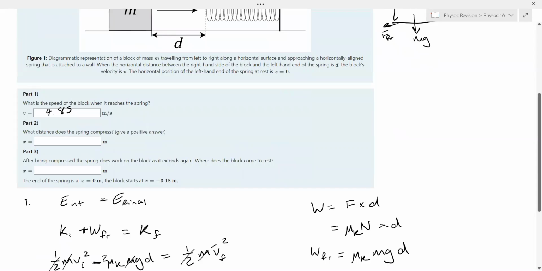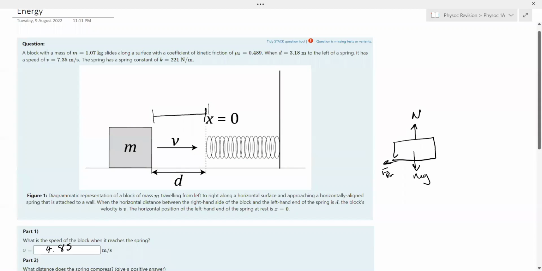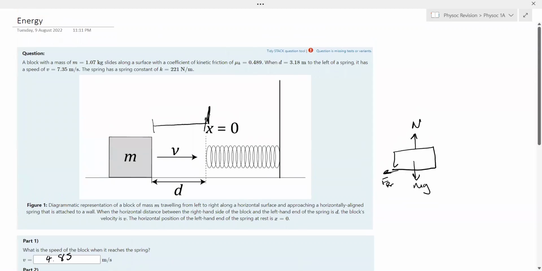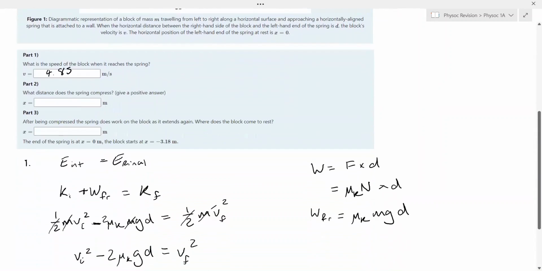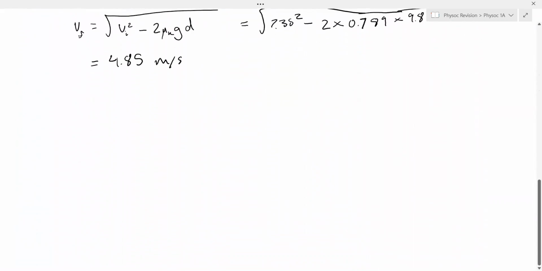Part 2, what distance does the spring compress? So now we're at this point here. This is the end of part 1. We want to figure out this next region of motion. How far does that go? And we're still going to be using our equations for conservation of energy.